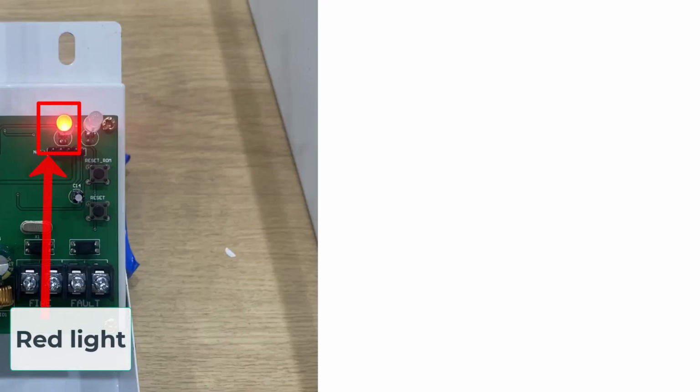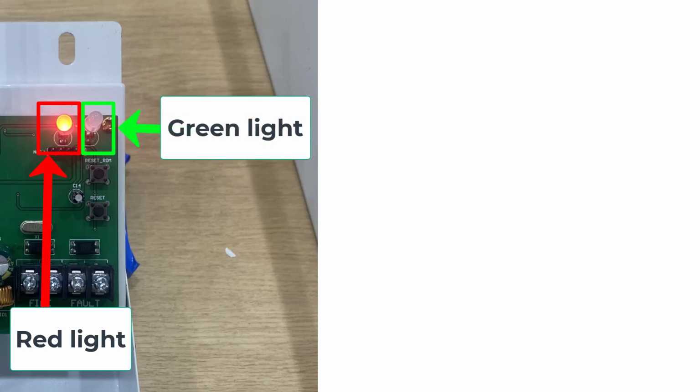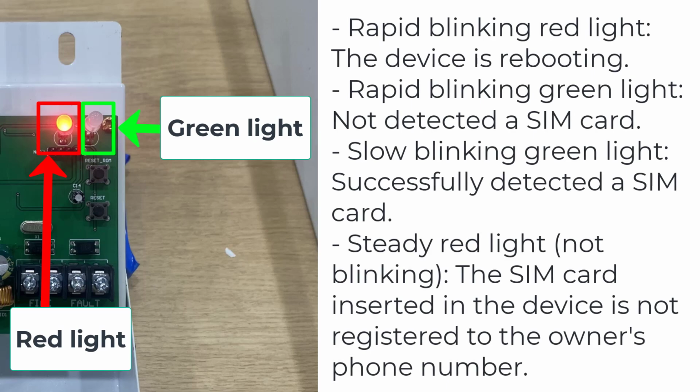The device has two lights, a red light on the left and a green light on the right, to indicate the device's status to the user. Rapid blinking red light: the device is rebooting. Rapid blinking green light: the device has not detected a SIM card. Slow blinking green light: the device has successfully detected a SIM card. Steady red light, not blinking: the SIM card inserted in the device is not registered to the owner's phone number.